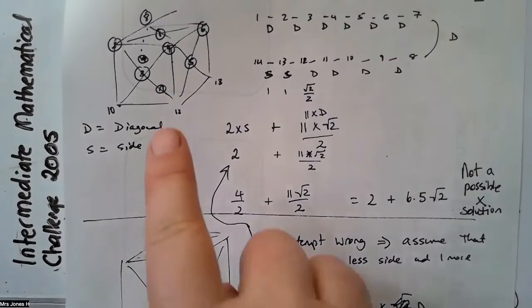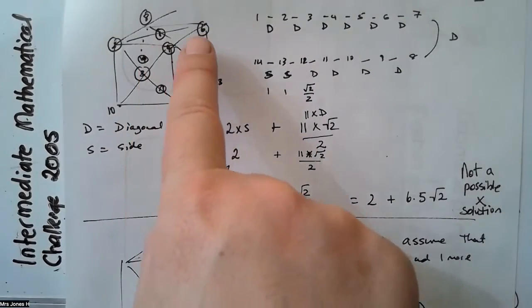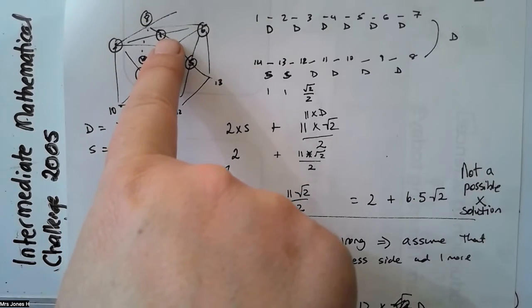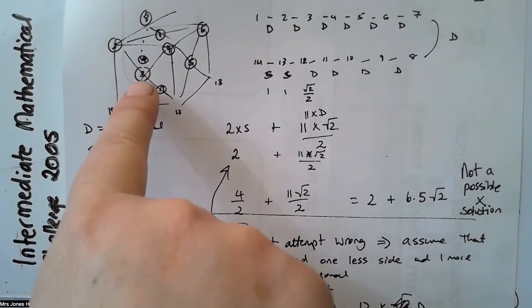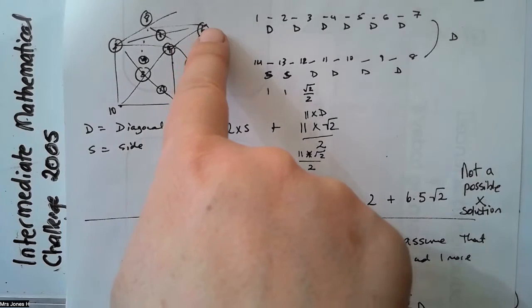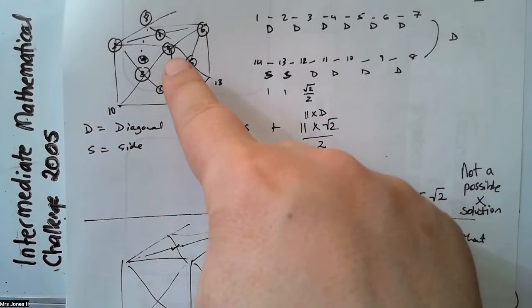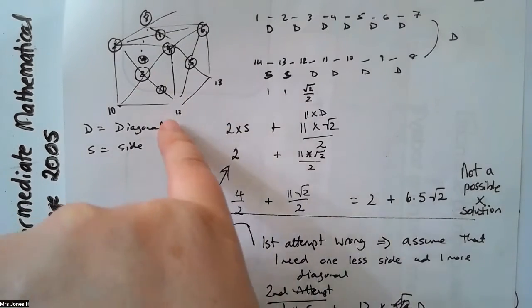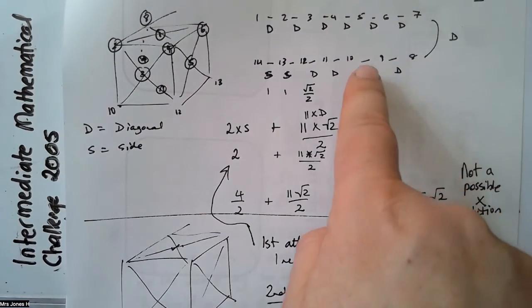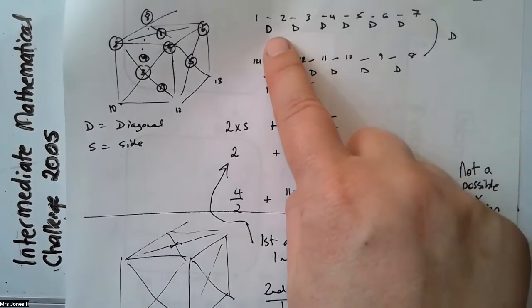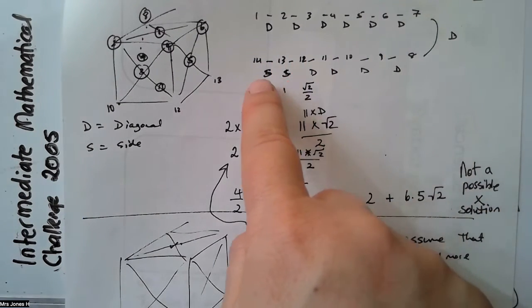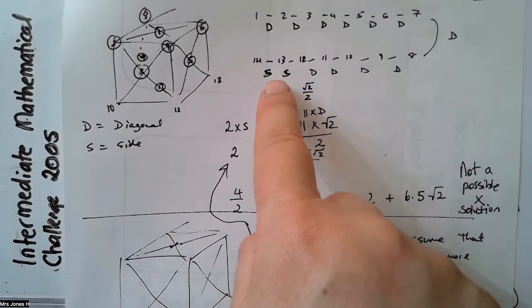Then what I did is I numbered my vertices to make sure that I'd gone through each of them. I went from 1 to 2 to 3 to 4 to 5 to 6. 7 was at the back. 8 was back up here. And then I did the same and numbered them across here. I said whether they were diagonals. And then I had 2 sides that I hadn't covered at the end.